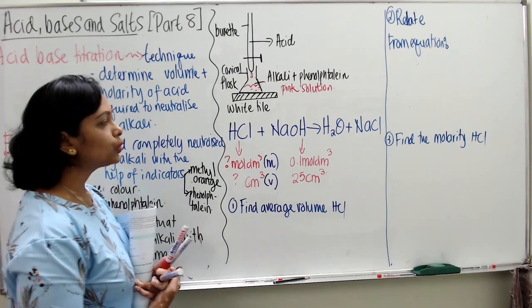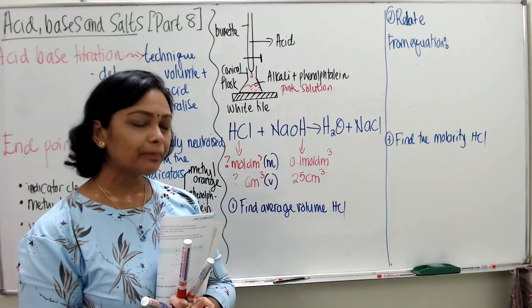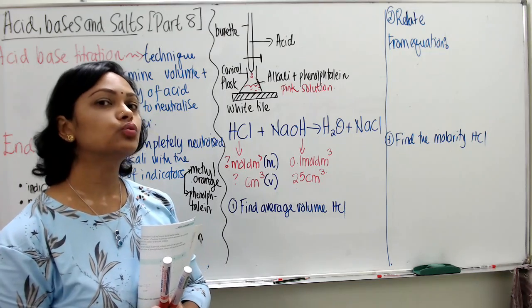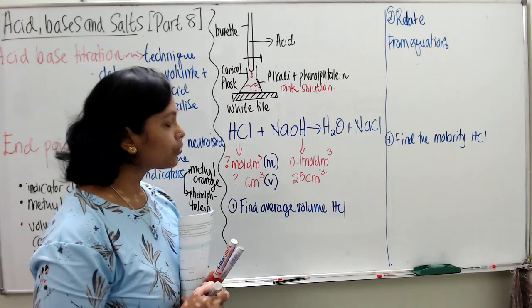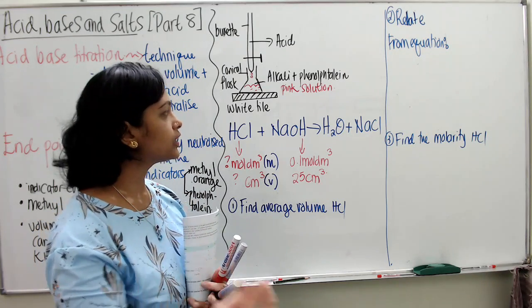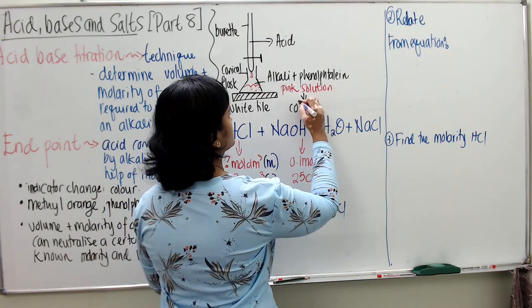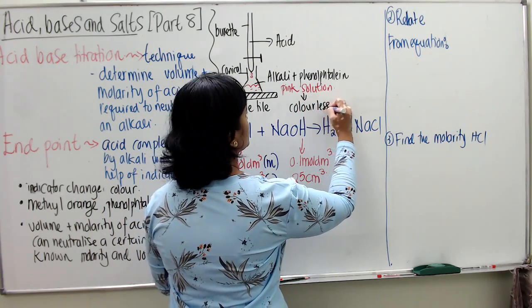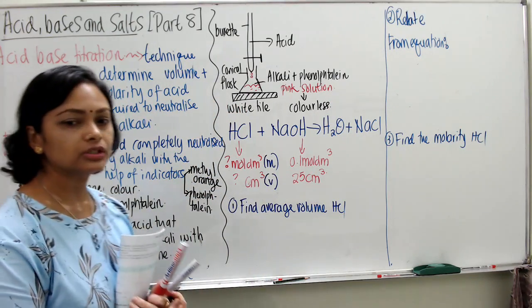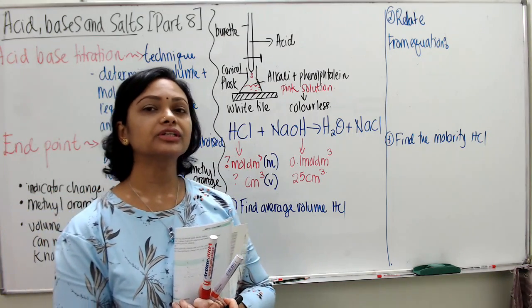Now, let's go to the calculation. During the titration method, you can repeat the titration 3 times to find the average volume of hydrochloric acid needed to change the color of phenolphthalein from pink to colorless. The moment the endpoint is reached, you will find that the pink phenolphthalein turns colorless.